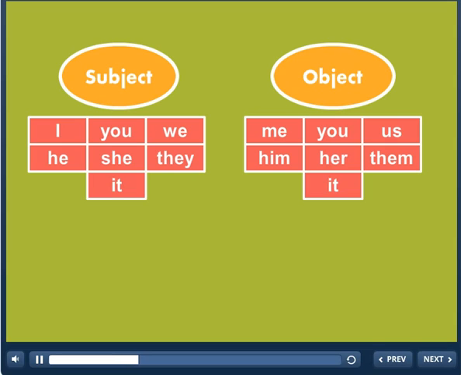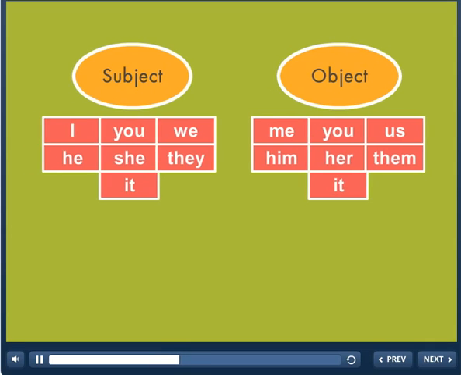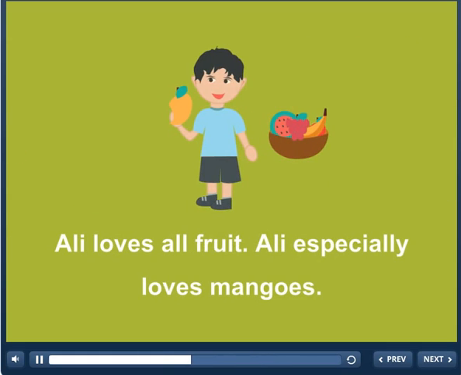When a pronoun is being used to replace a noun that is the subject of a verb, we use the appropriate subject pronoun. When a pronoun is being used to replace a noun that is the object of a verb, we use the appropriate object pronoun. Look at these sentences. Ali loves all fruit. Ali especially loves mangoes. Over here, the noun Ali is being repeated twice. We will replace the second Ali with a pronoun.